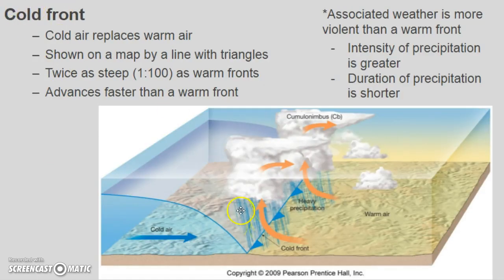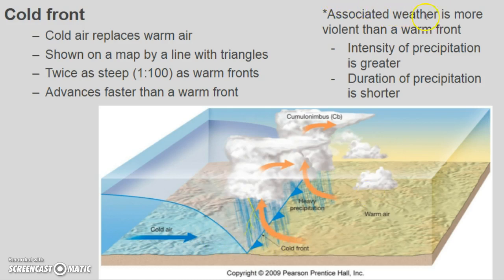A cold front is going to look tremendously different from the warm front. Cold air replaces warm air. Remember, it acts like a wedge, so it's pushing warm air up. It's shown on a map by a blue line with triangles, showing you the direction it's traveling. It's twice as steep as a warm front, so every 1 mile of rise for every 100 miles of run. Much, much steeper. The steep slope is going to be significant. It advances faster than a warm front. Cold fronts move much faster than warm fronts.